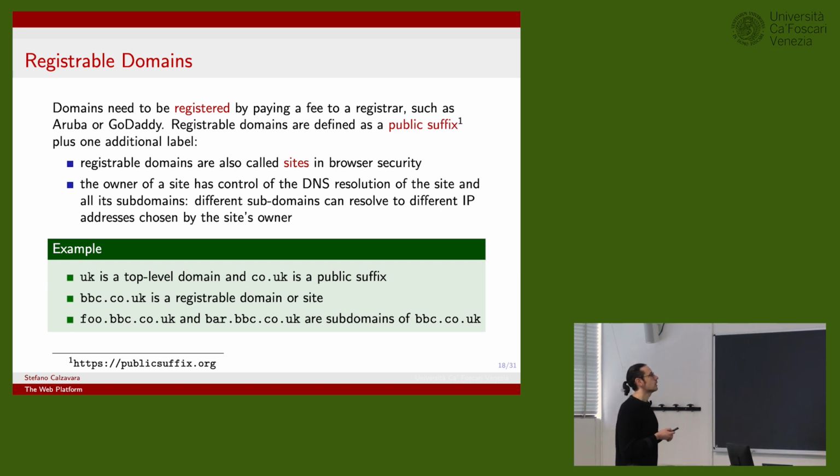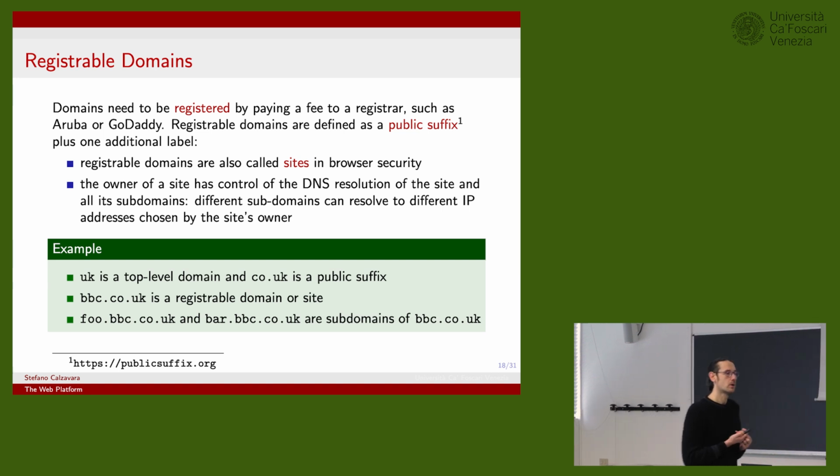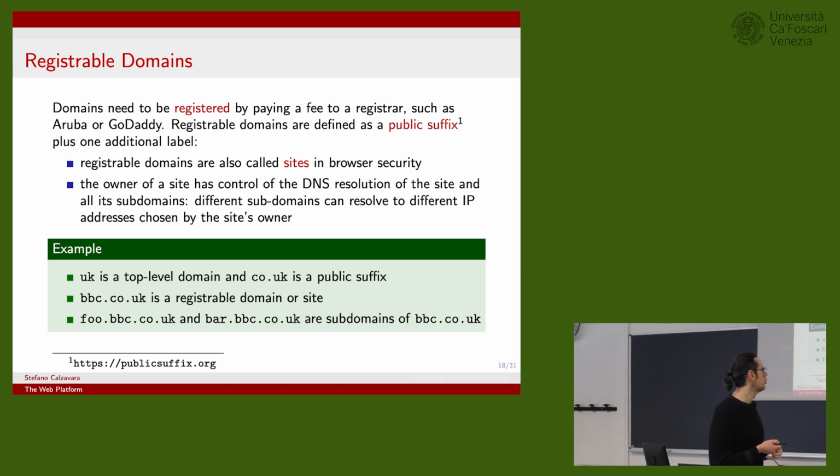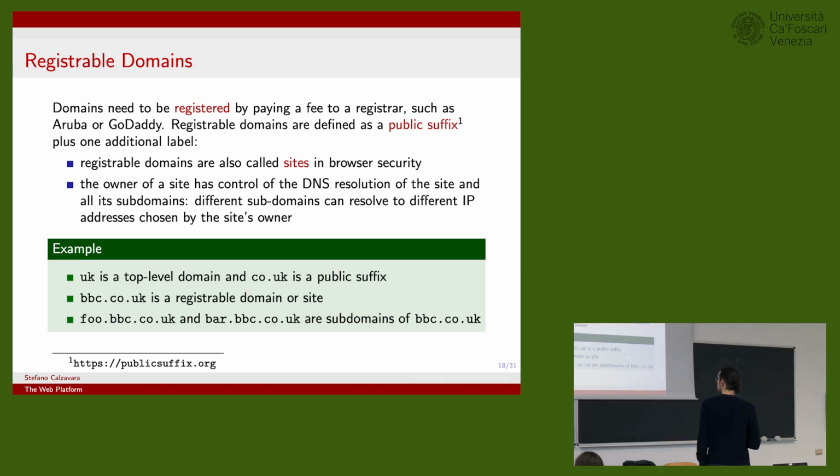Okay. Registrable domains are also called sites in browser security. So it's a kind of recent terminology, but when you hear about sites, you mean exactly the registrable part of the domain. So for example, bbc.co.uk is a registrable domain or site. The list of public suffixes is available online, so you can check it there.